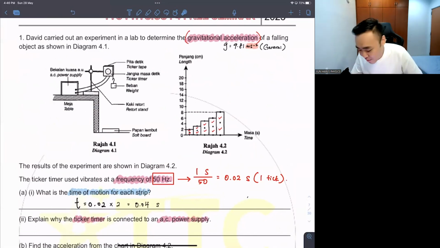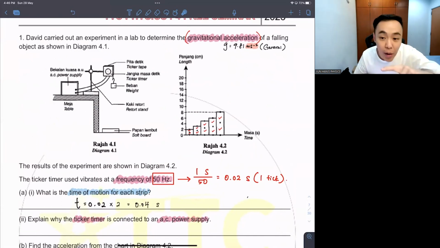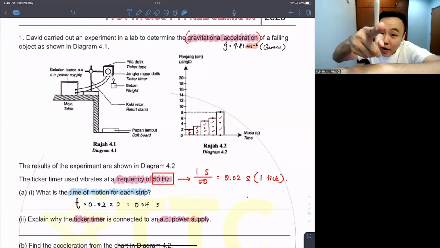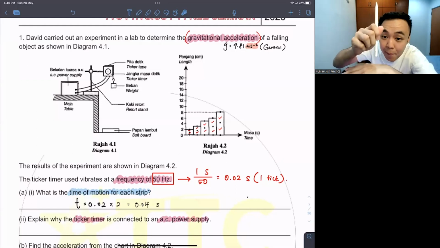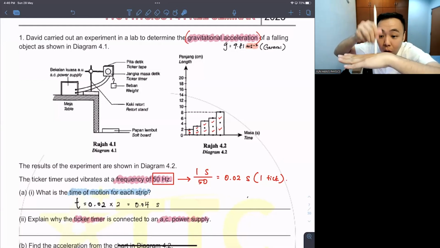How does the thing work? You know why it is called a ticker timer in the first place? When you turn the machine on, it does one thing only. It just ticks up and down, up and down. Imagine, look at the camera, okay? This is the ticker timer. What it does is this.